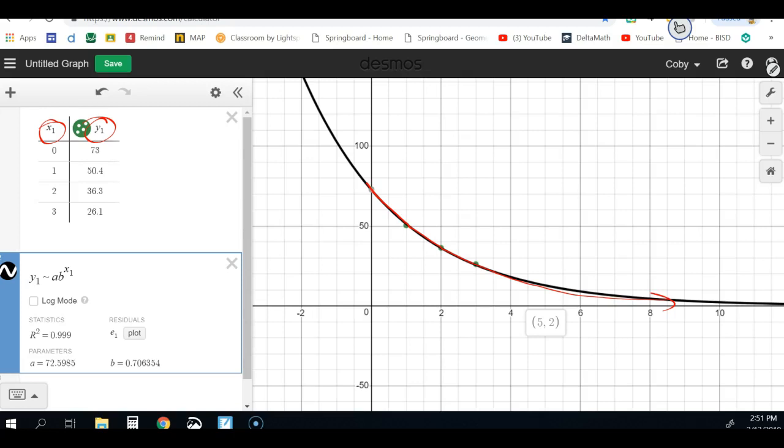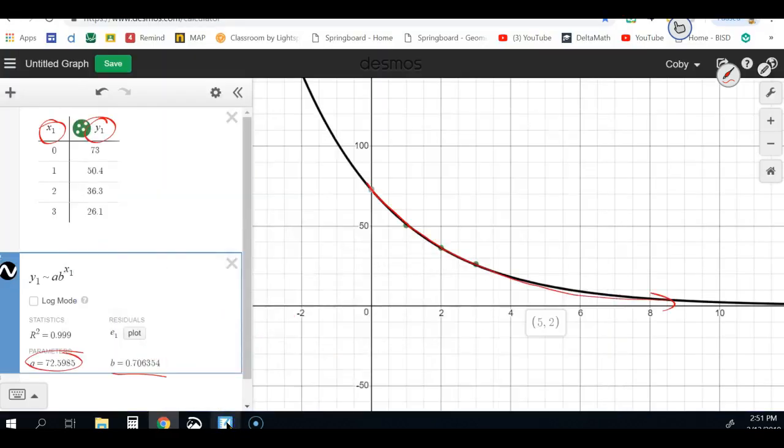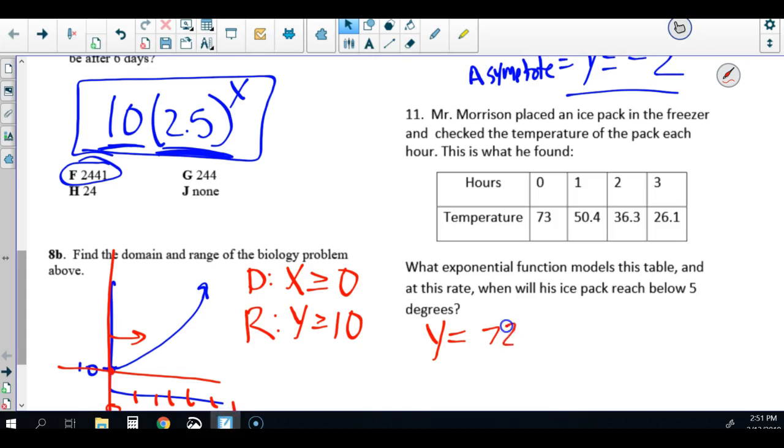And you can see it graph the line on there. A is 72.6, b is 0.70, 0.71 if we're going to round it. 0.7 we'll call it. So if I come over here, a was 72.6 times 0.7 to the power of x.